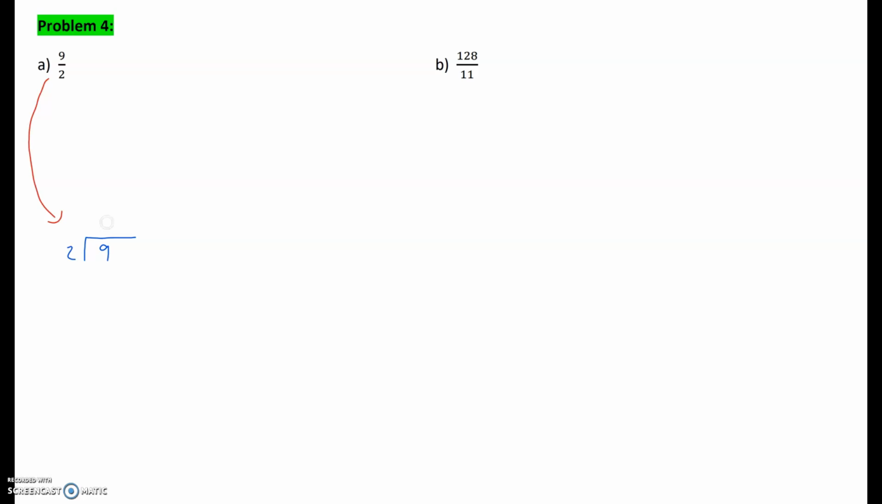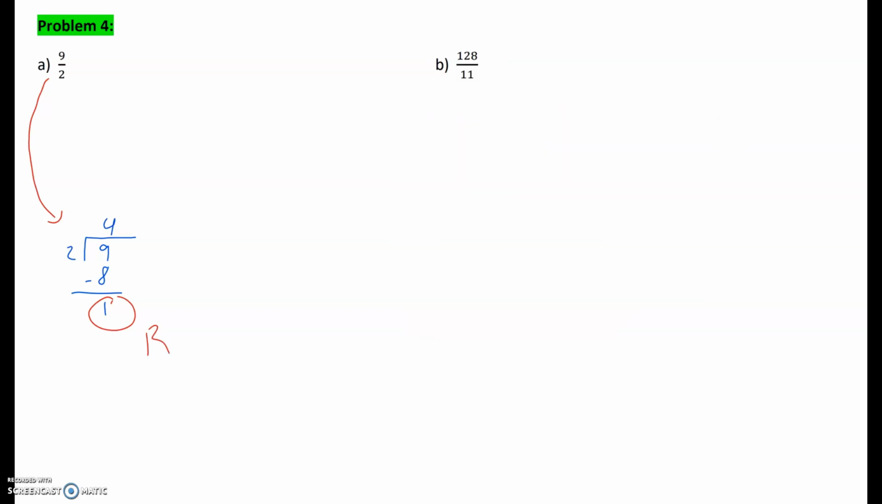You're looking for a number that multiplies times 2 and it's close to 9 and it's not going to exceed 9. So in this case, you could use 4. 4 times 2 is equal to 8, and then you carry a subtraction. So 9 minus 8 is equal to 1. This is what we call our remainder.